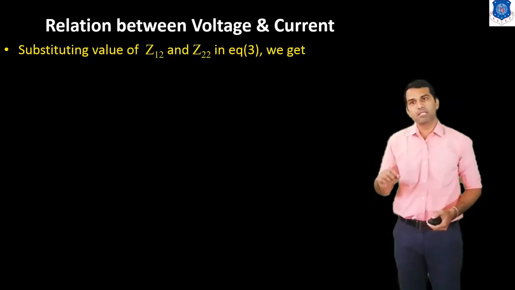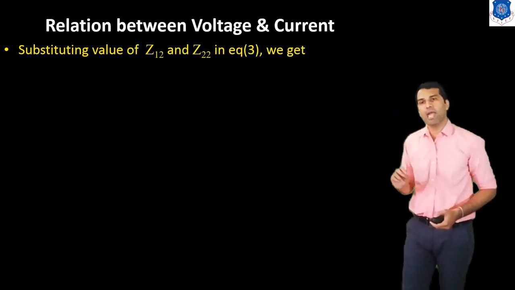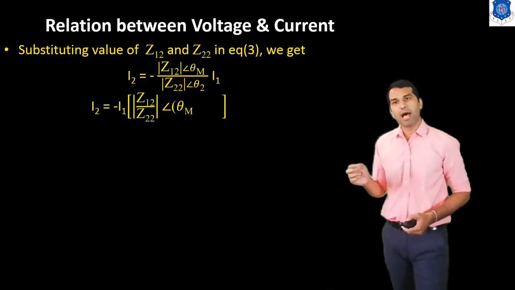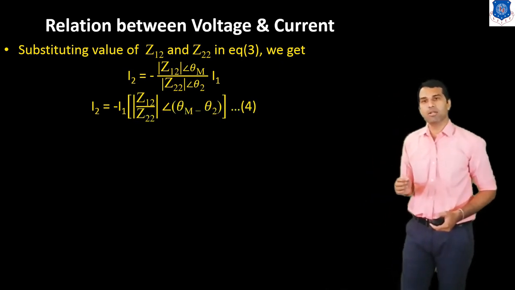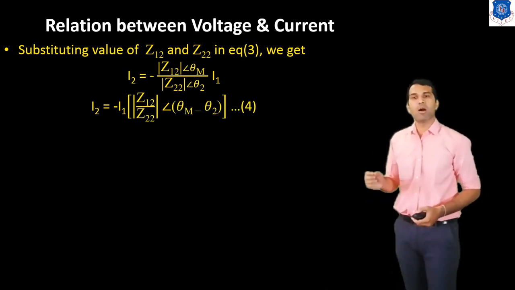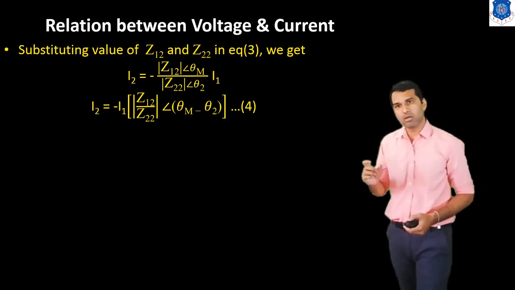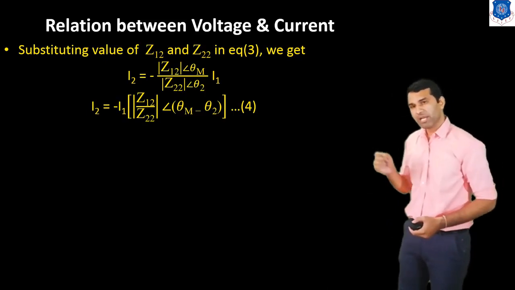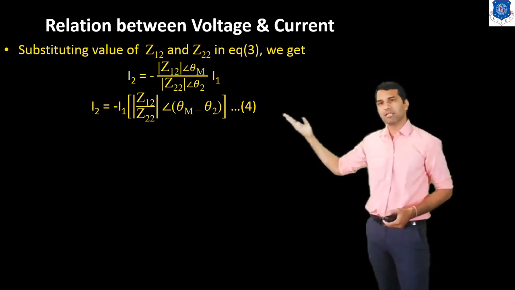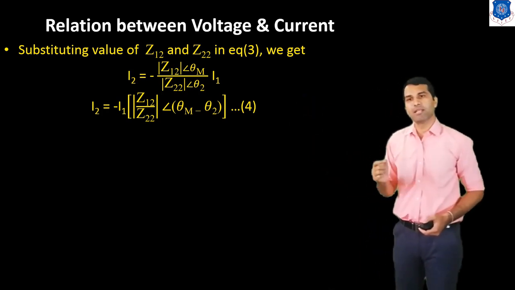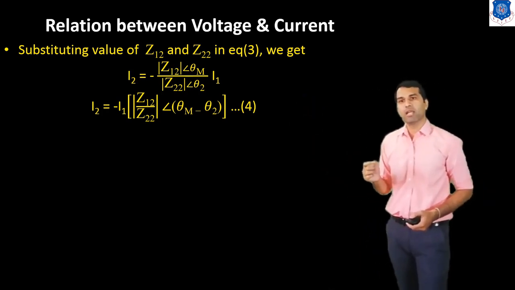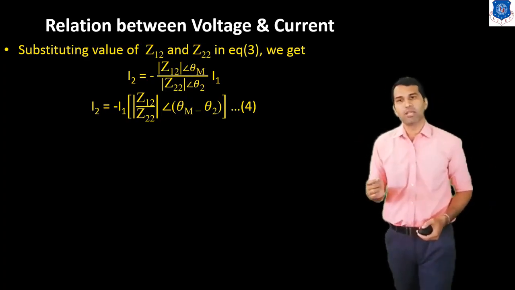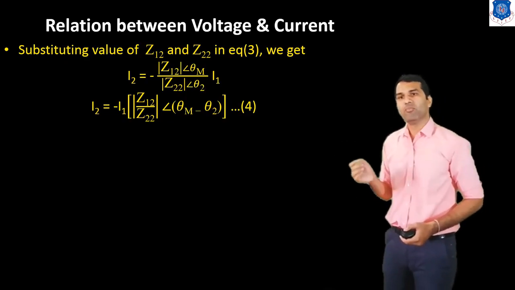Now we substitute the values of Z12 and Z22 in equation number 3. So we can write I2 is equal to minus Z12 angle theta m upon Z22, that is magnitude Z22 angle theta 2, into I1. We can simplify this equation as I2 is equal to minus I1, the magnitude of the division Z12 upon Z22, and the angle we can write as theta m minus theta 2.